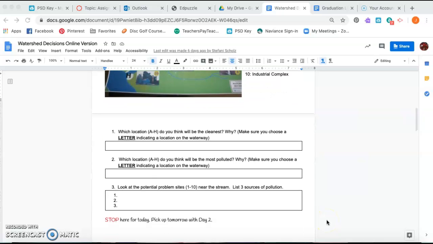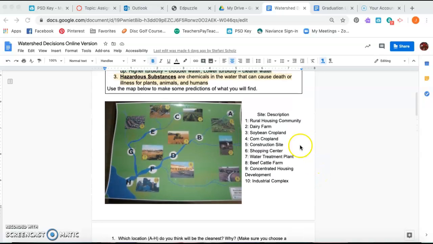So think about that. And then the second thing that's labeled on this map that you want to take a look at has to do with question 3. Look at the potential problem sites, and those are numbered 1 through 10, and they're near the stream. So they're not actual samples of water along the stream, but they're things that are right near the stream that could be a source of pollution. So looking at the pictures here, which are labeled 1 through 10, all of these are possible sources of pollution that are near the stream, but that could be causing pollution to leak into the stream.